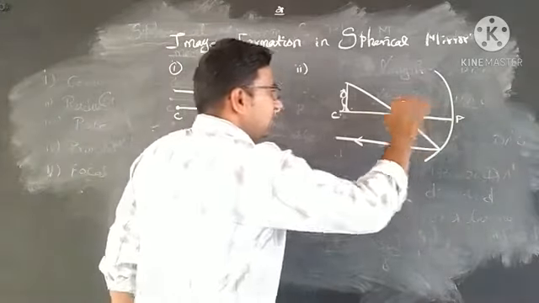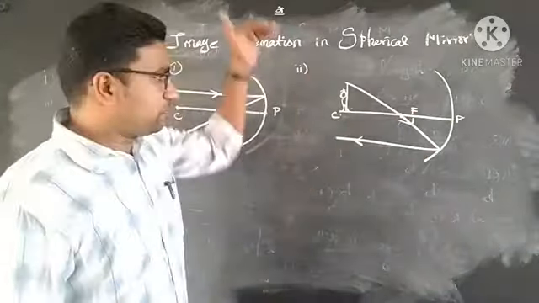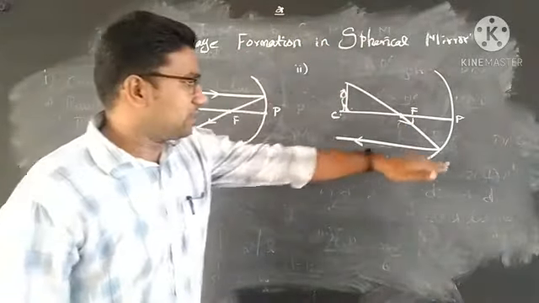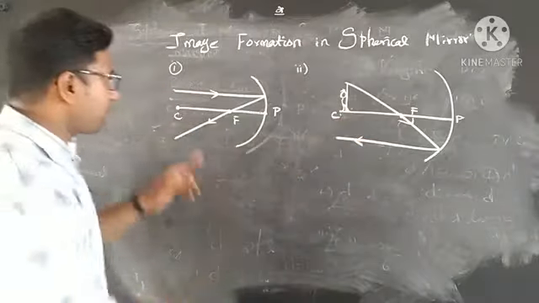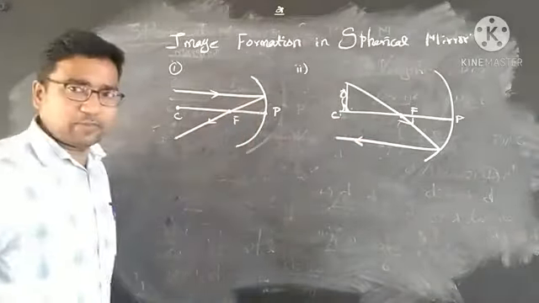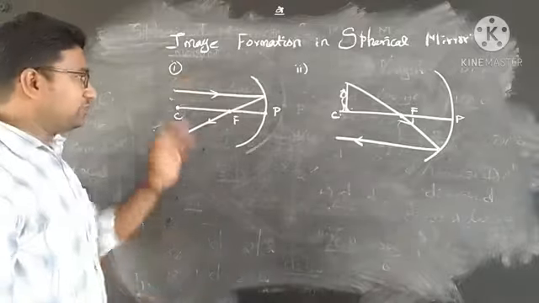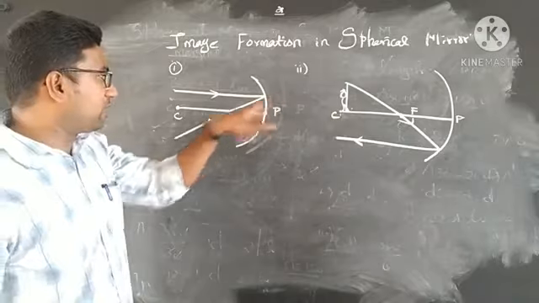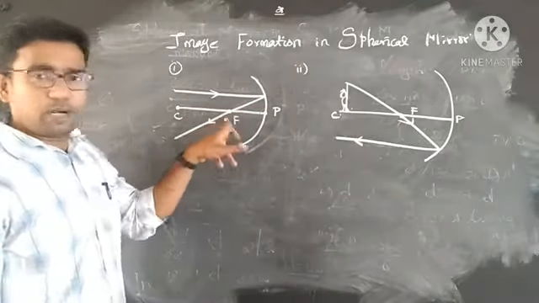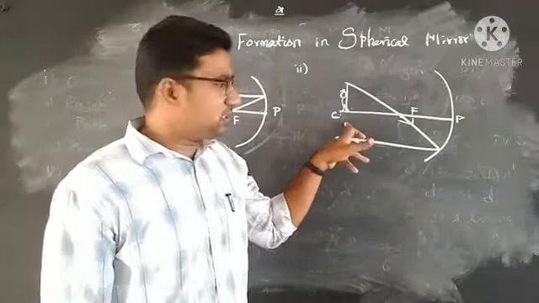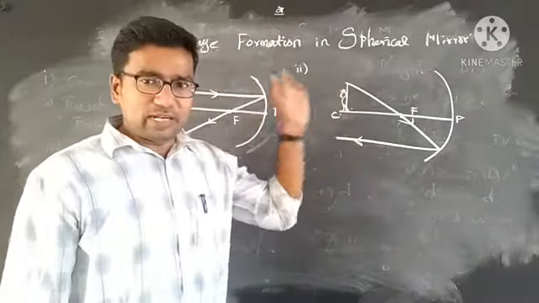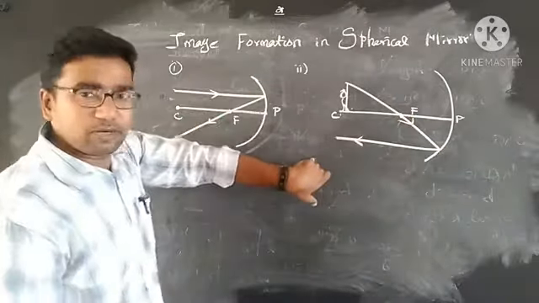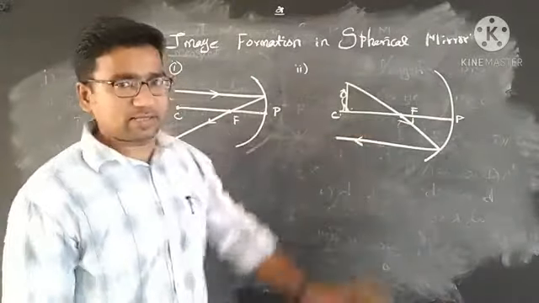So when the incident ray passes through the principal focus, the reflected light ray is parallel to the principal axis. It is the inverse of the first case. Am I right? In the first case, the ray parallel to the principal axis is reflected through the focal point. In the second case, the incident ray directed towards the principal focus is reflected parallel to the principal axis.